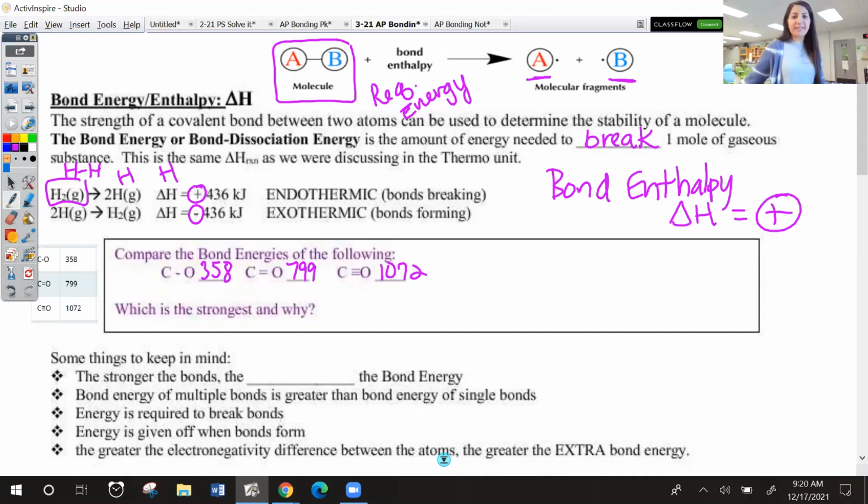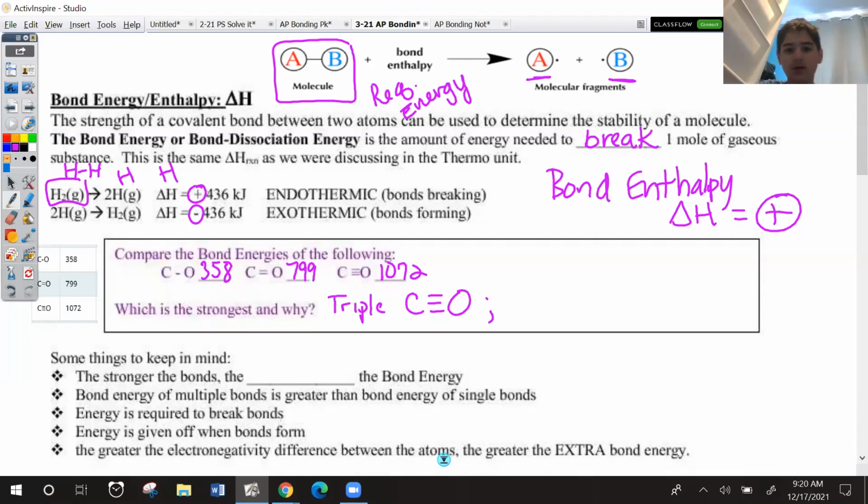Okay, so obviously, somebody unmute. Which one is the strongest? The triple bond. Somebody tell me a reason. Why do we think that the C triple bond O is probably the strongest? It's three bonds being used to hold the atoms together instead of just two. Good. 3 bonds, which means a total of 6 electrons are shared between them.